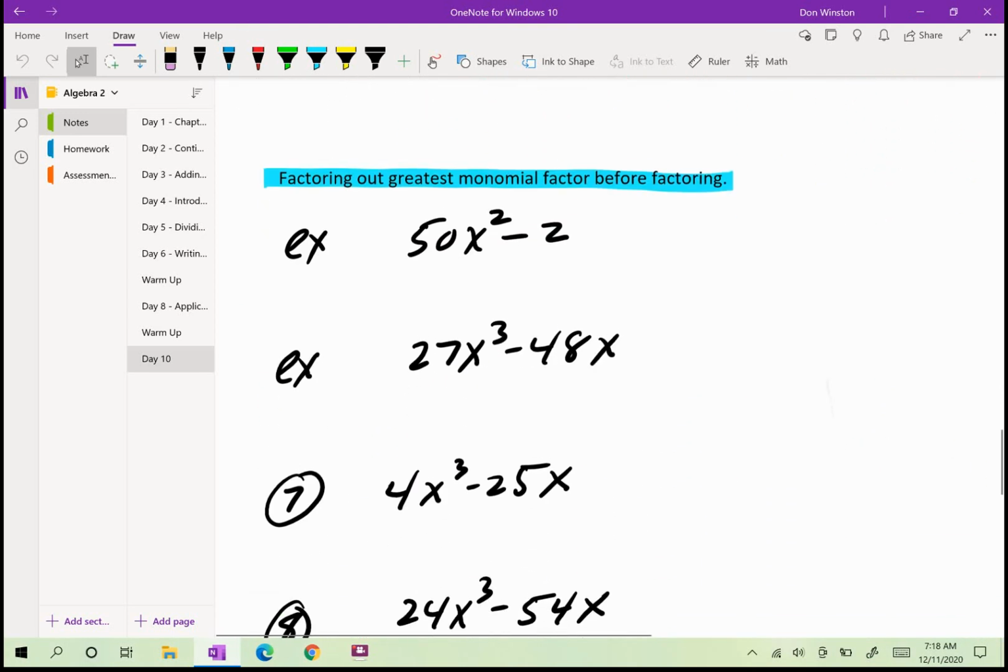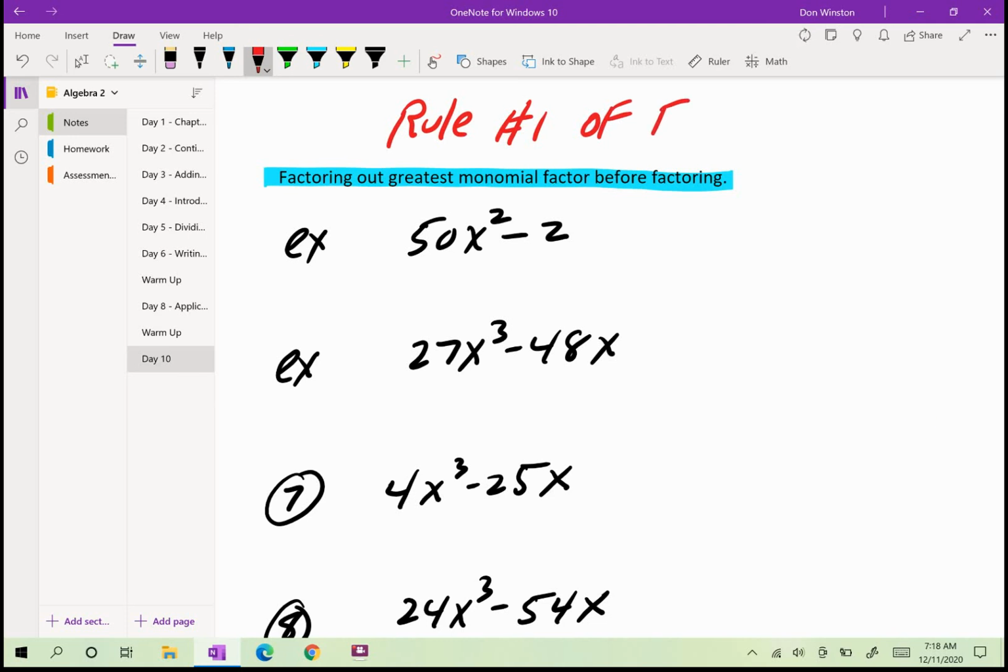Before we actually get into factoring by grouping, and this will come up a lot, anytime we factor, we want to factor out the greatest monomial factor first. That's going to be so important in factoring by grouping. So again, factor before you factor. Rule number 1 of factoring: factor before you factor.